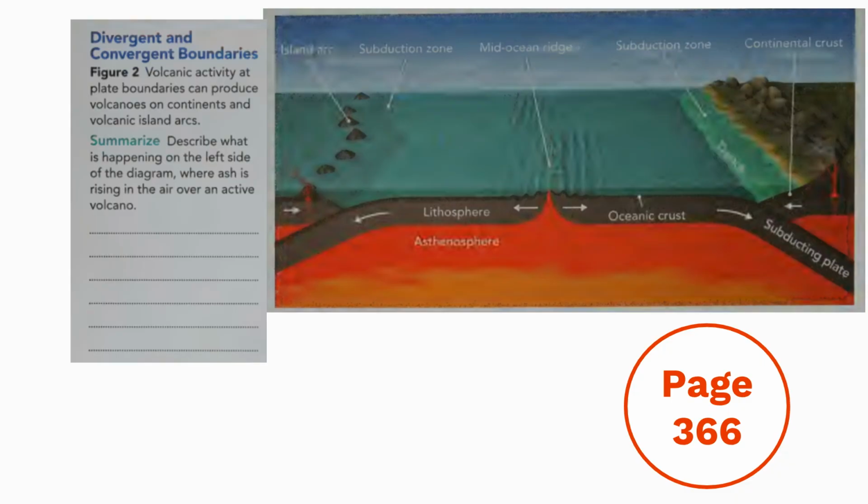Summarize. Describe what is happening on the left side of the diagram, where ash is rising in the air over an active volcano. Pause the video to complete this question. If you are unable to answer the question, try rereading the previous section. Remember that with expository text, we sometimes need to read a passage more than once to fully comprehend it.